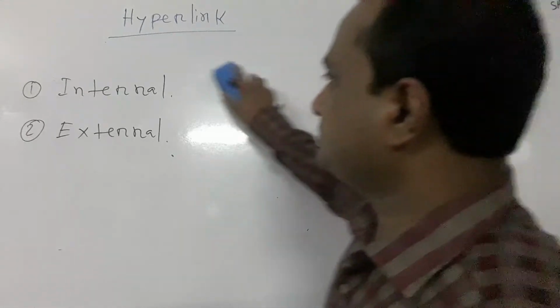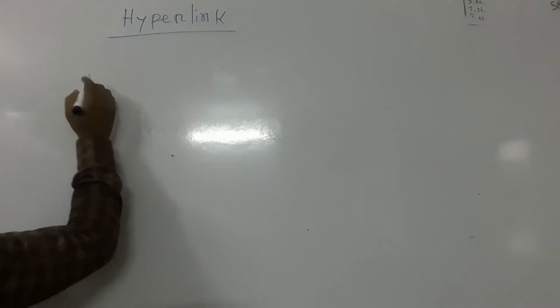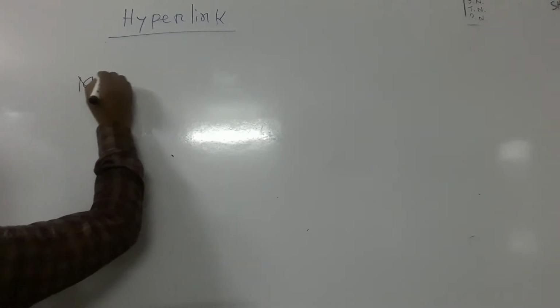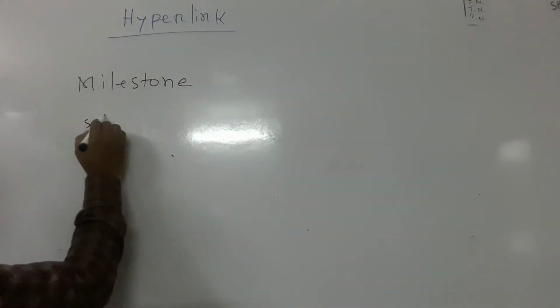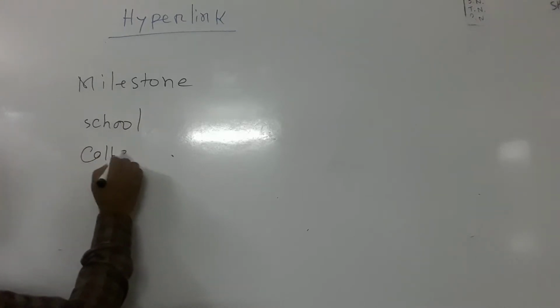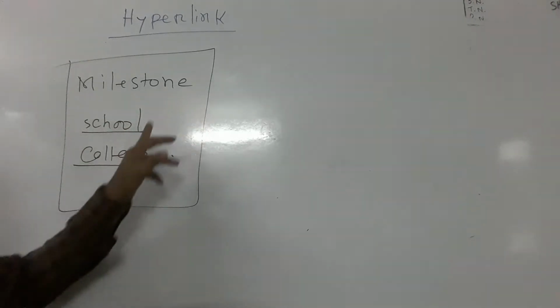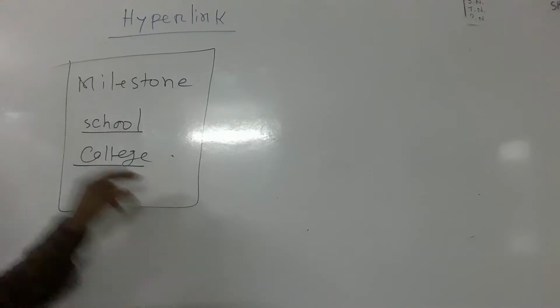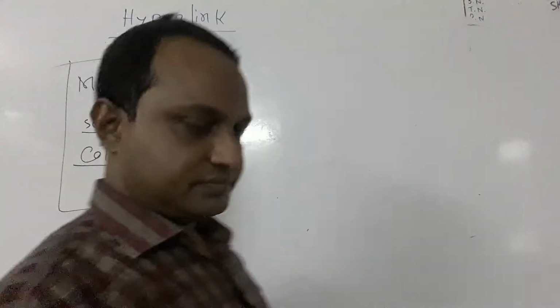At first, I will give you an example for internal hyperlink. Suppose this is a web page and its name is Milestone. This is a home page, Milestone, and there are two links. Number one is school, number two is college. If you click school, then it will go to the school section, and if you click college, then it will go to the college section.